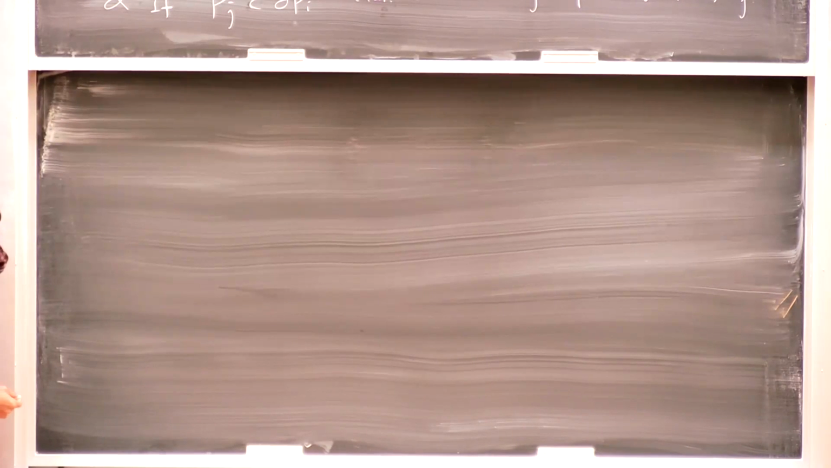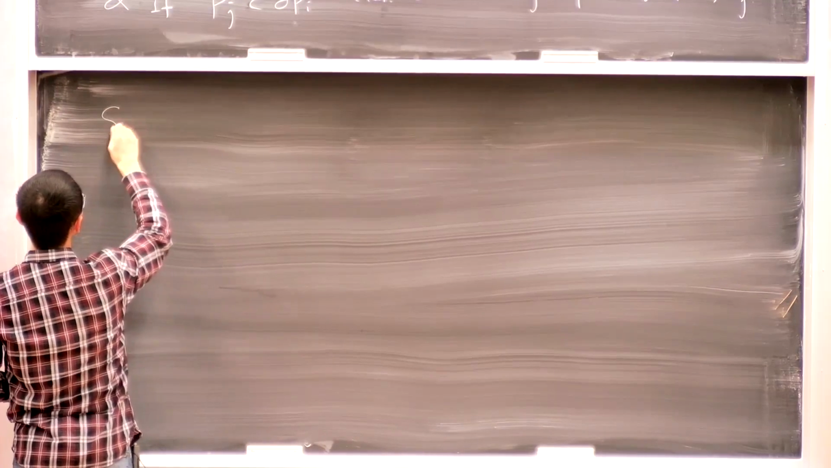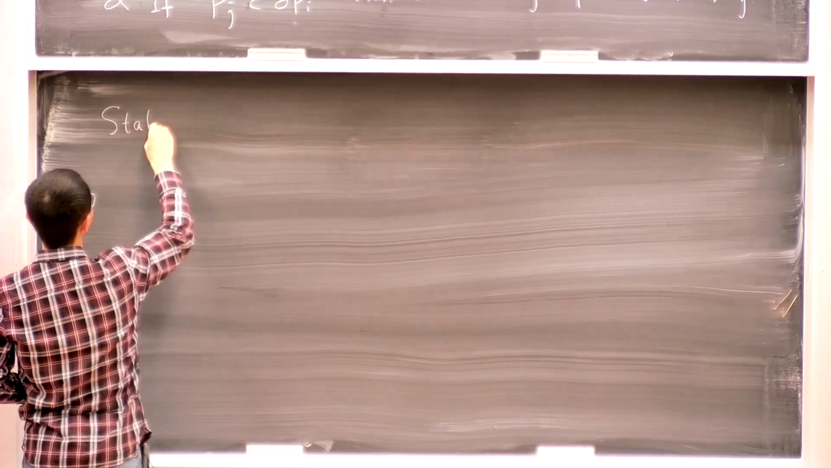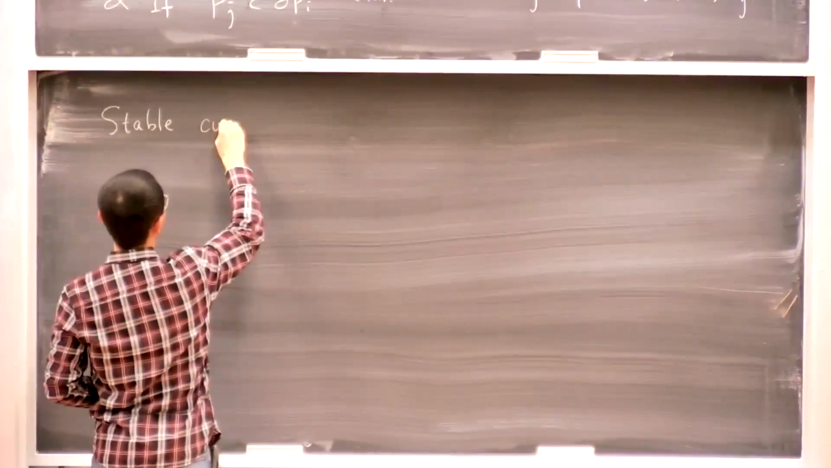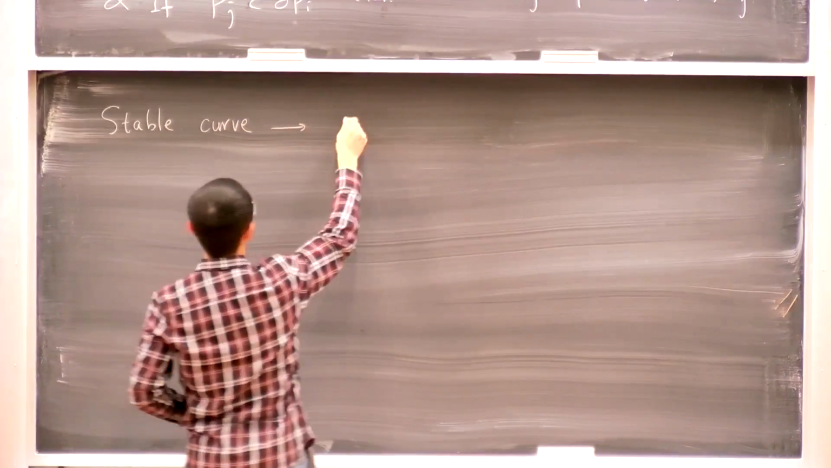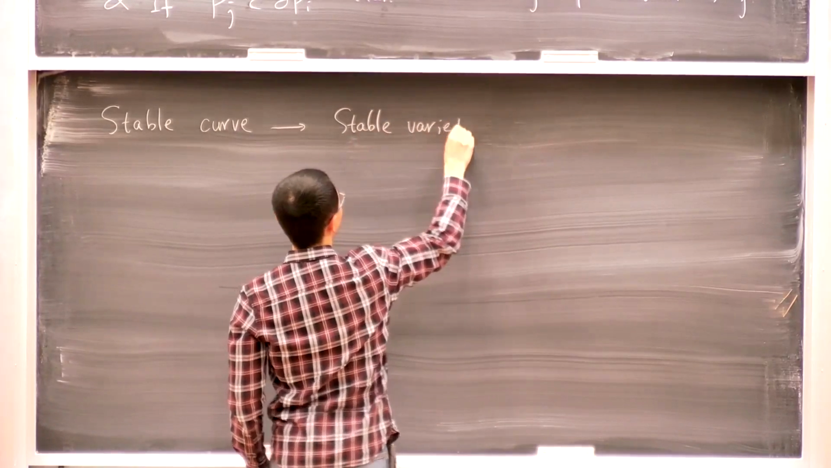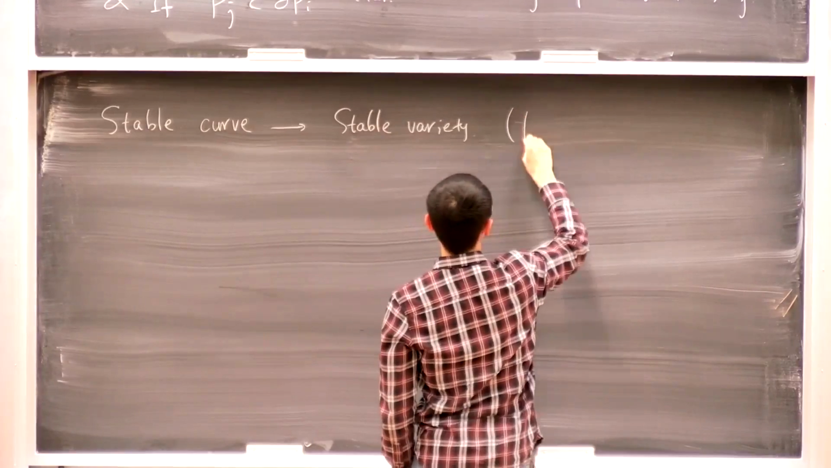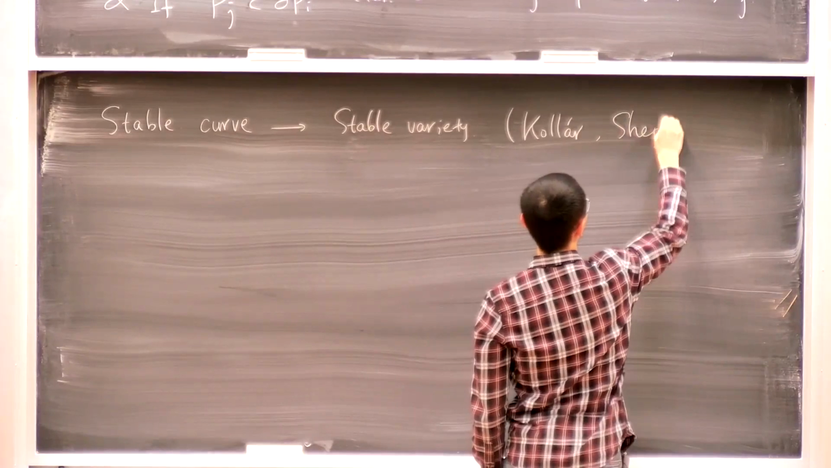So what I would like to talk about today is some higher dimensional generalization of this picture to a moduli space of higher dimensional objects. So what's this higher dimensional object? By now it's pretty standard that the higher dimensional replacement of a stable curve is called a stable variety. And this was introduced by Kollár and Shepherd-Barron in the 80s.